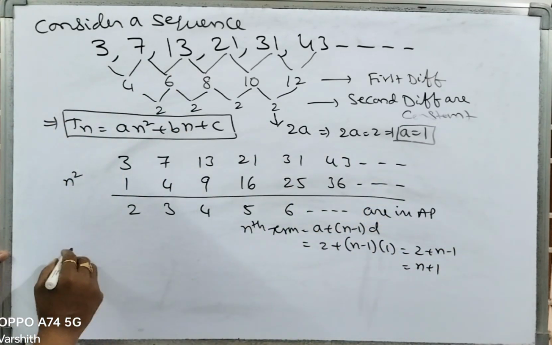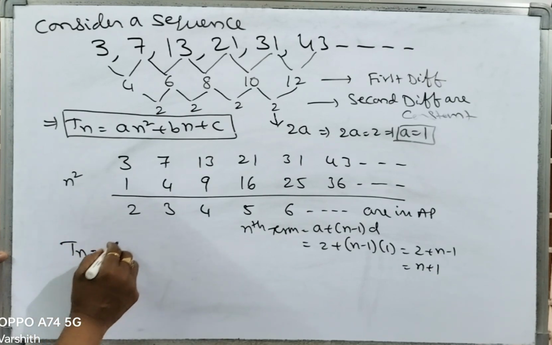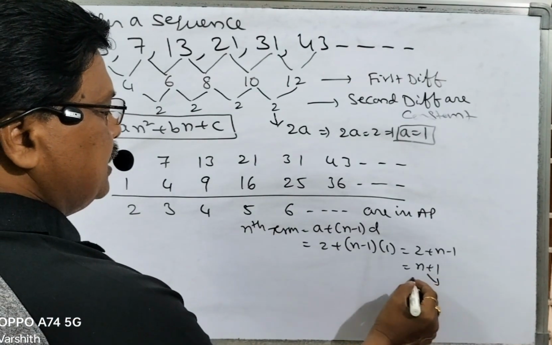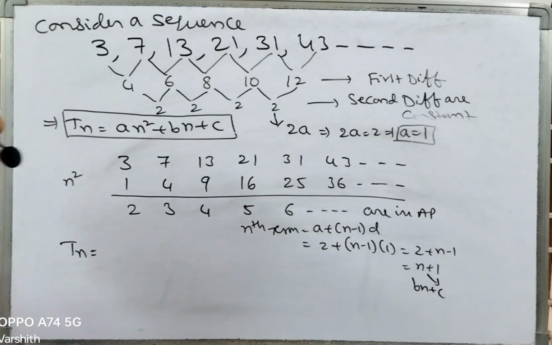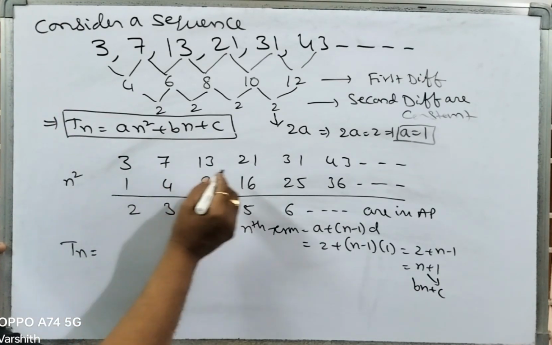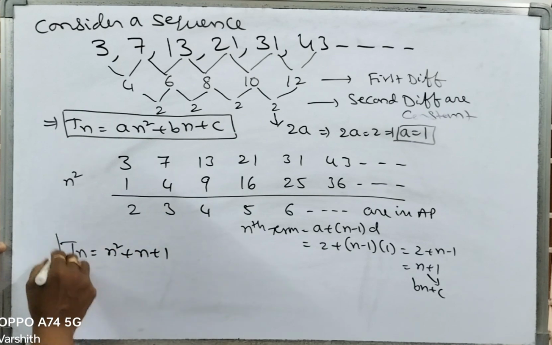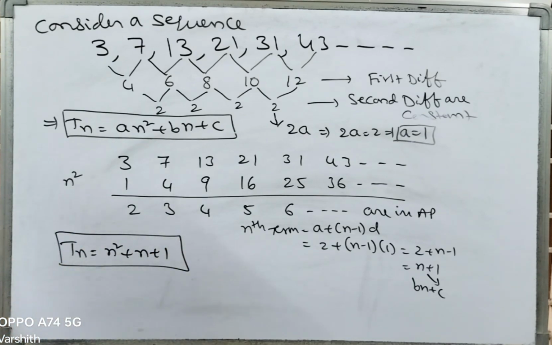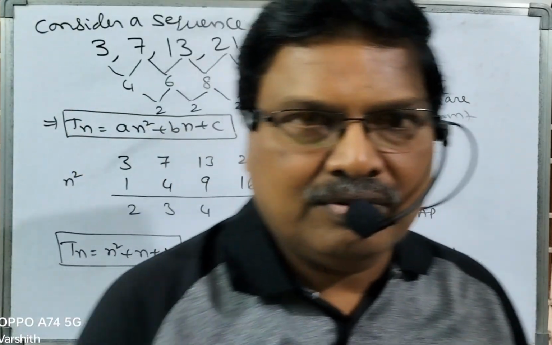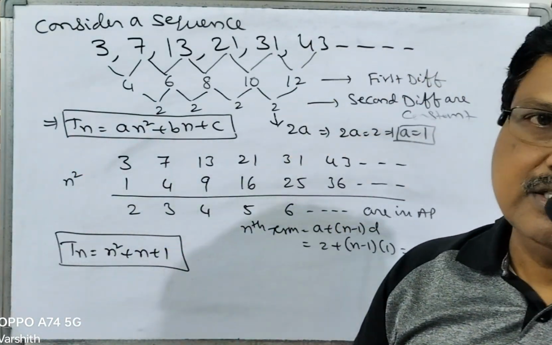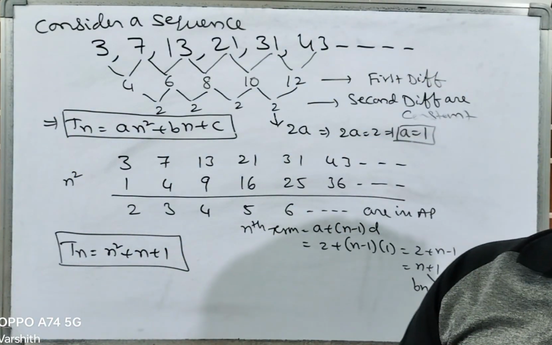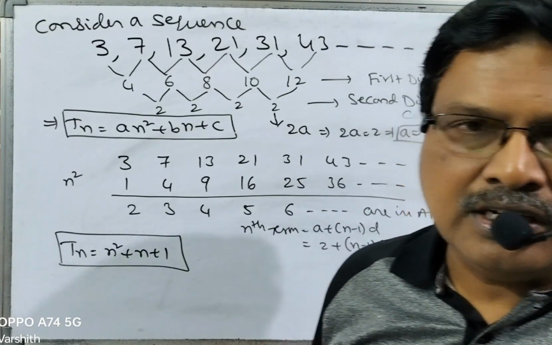Now we already got the n square coefficient, so an square is n square, and bn plus c will become n plus 1. So this is the shortcut formula for finding the nth term of a quadratic sequence. Previously I gave the general method, and this is the shortcut method for finding the nth term of a quadratic sequence. Okay, right, all the best.